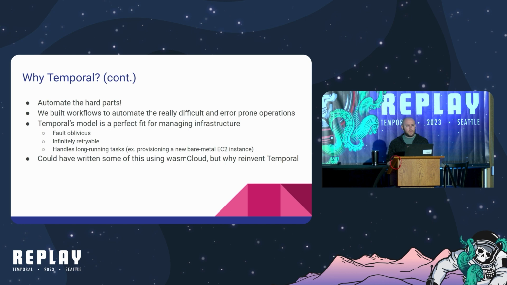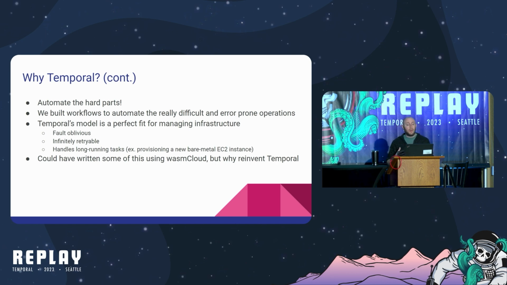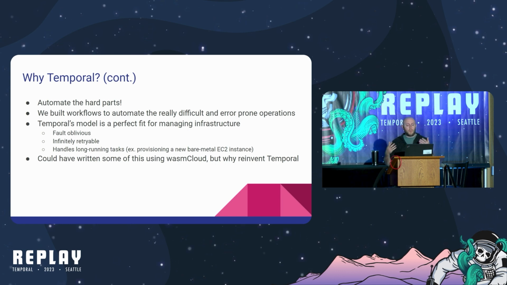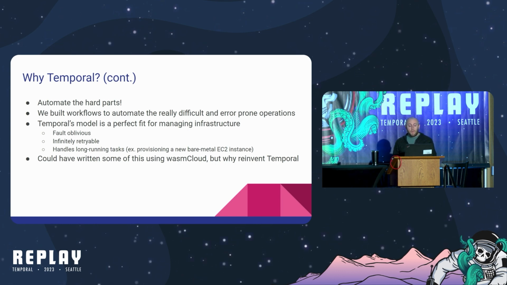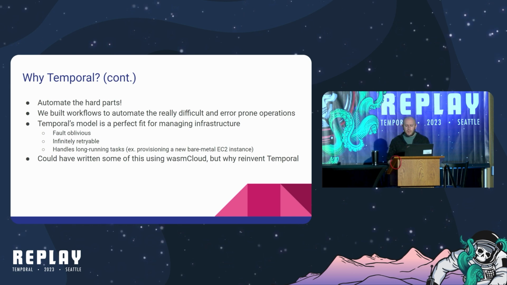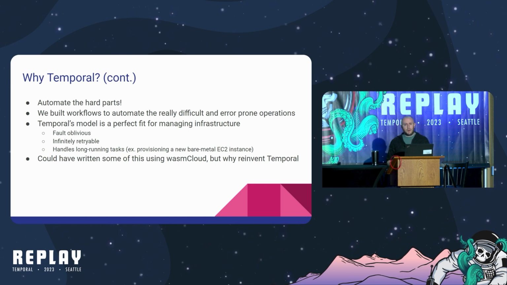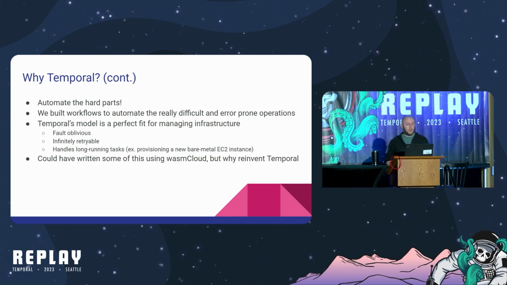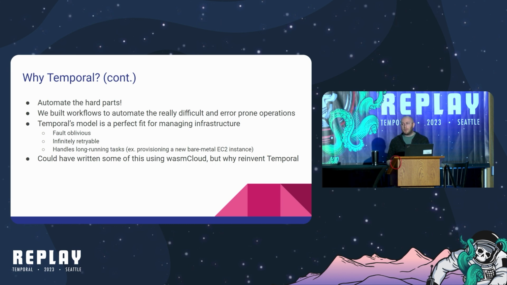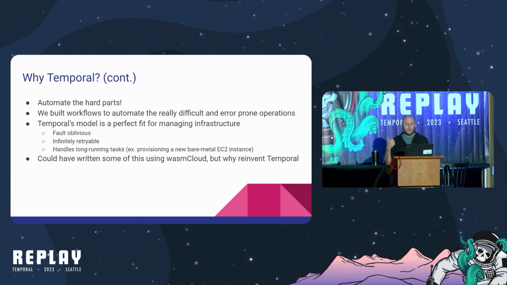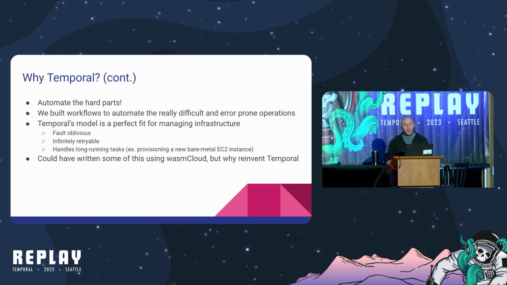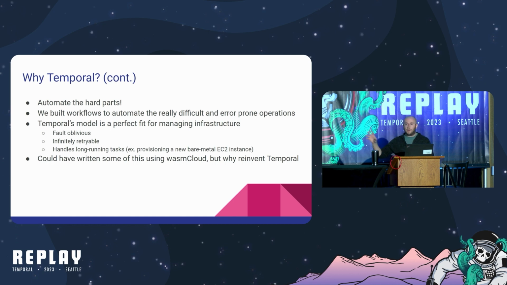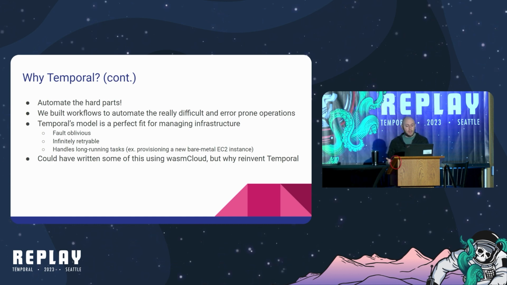And so what we ended up doing was we built some workflows that help us automate all of these error-prone operations that you have to deal with while being in the cloud. I've actually worked with Temporal before this job, so just FYI, we were not starting completely from scratch. But what we found from going through all of this was that Temporal's runtime model is a great fit for managing infrastructure, right? It's fault oblivious, you can retry pretty much forever. Things like swapping out EC2 instances are long running, and so Temporal naturally handles all that pretty much for you out of the box.